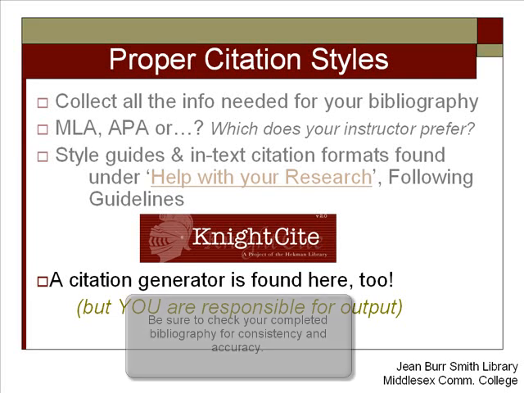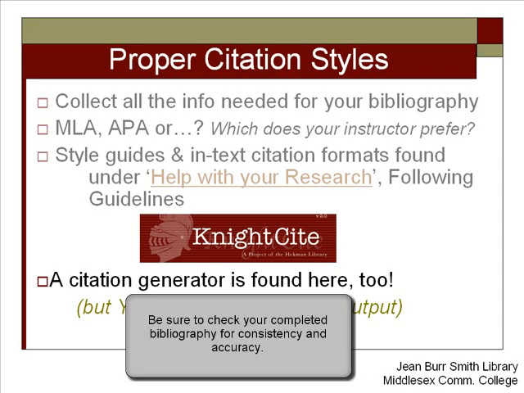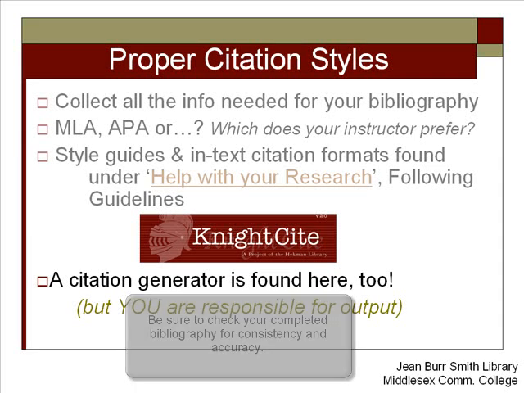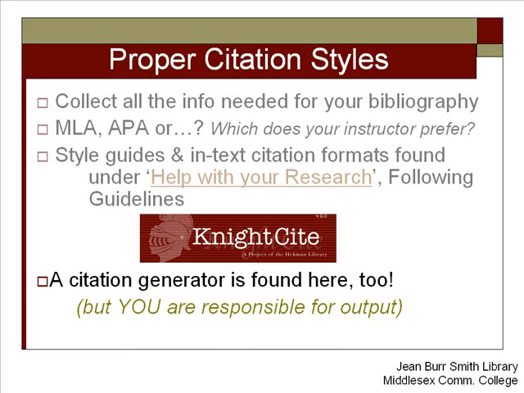But remember the old garbage in, garbage out rule. If you misspell something or transpose two fields of information, NightCite will spit out exactly what you put in. Therefore, it is important that you review what you are including in your bibliography for errors and check it against the examples in the style guide you are using.